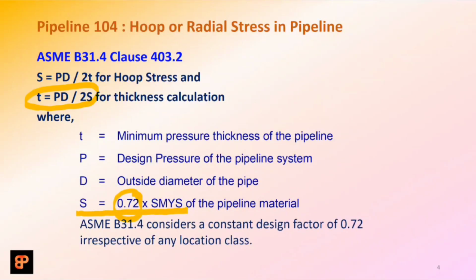where we apply it in a different methodology. There are certain criteria for that. In certain cases, the design factor is increased. In some cases, it can be reduced to a minimum of 0.72. So as I said, B31.4 considers a constant design factor of 0.72 irrespective of any location class. Location class and the design factor selection for B31.8 we will see in a separate lecture. That itself is quite an elaborate topic, so I need to explain that in one full lecture.